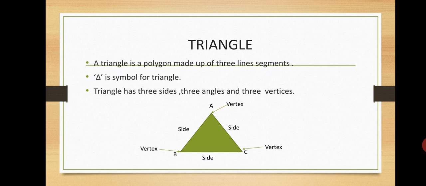A triangle has three sides, three angles and three vertices. If we look at this figure, this is triangle ABC. The sides are AB, AC and BC. Where two sides meet, that point is called a vertex. So here we have three vertices: vertex A, vertex B and vertex C. And we have three angles also: angle A, angle B and angle C.